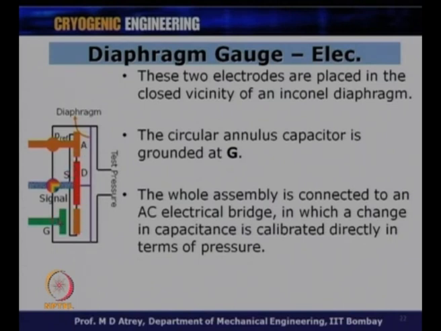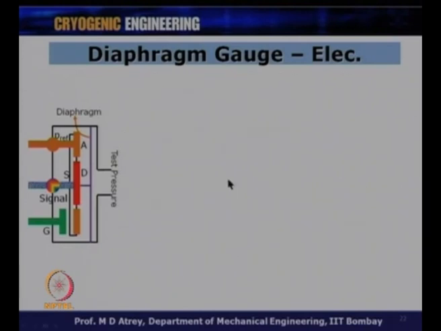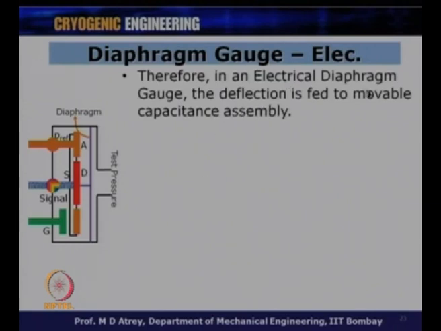And this capacitance change is going to be connected to an AC electrical bridge, and whatever changes happen in the capacitance depending on the pressure change on the right side will show up over there. Or this capacitance change can directly be calibrated in terms of vacuum pressure, and that is the simple principle of the electric diaphragm gauge. Therefore, in an electrical diaphragm gauge, the deflection is fed to a movable capacitance assembly.